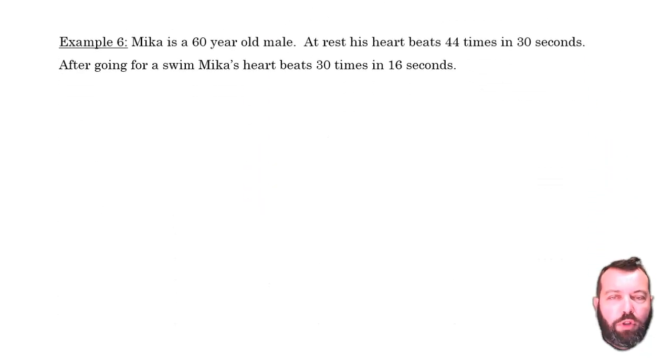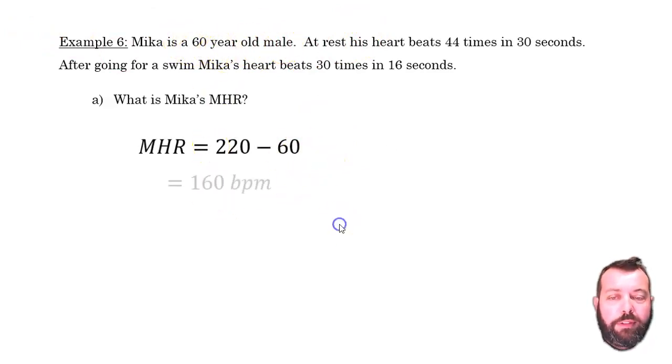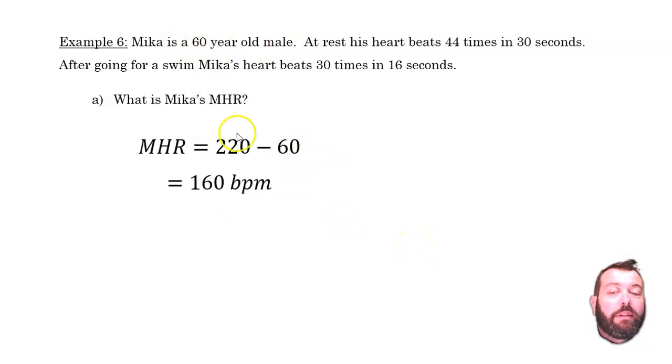Do we want another example? Of course we do. Now, here, Mika is a 60-year-old male. At rest, his heart beats 44 times in 30 seconds. And after going for a swim, his heart beats 30 times in 16 seconds. There's a fair bit of information there, most of it relevant. So, maximum heart rate. Remember, we calculate this separately for males and females. It tells us Mika is a male, so 220 minus his age of 60. 220 minus 60, 160 beats per minute is Mika's maximum heart rate.